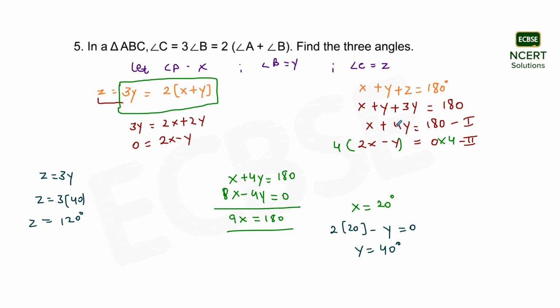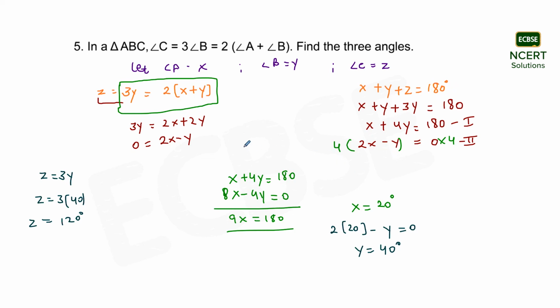For the angle A, its value is 20 degrees. For B, its value is 40 degrees, and for the angle C, its value is 120 degrees. And I can verify it by adding all the three angles. Its sum will definitely be equal to 180 degrees, which was pre-assumed, right?